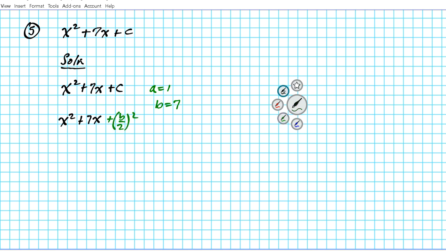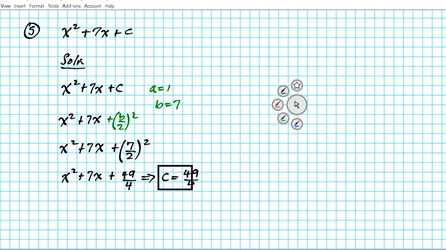All right, so let's do the substitution. We're going to have x squared plus 7x plus b over 2 squared, which is 7 over 2 quantity squared. Let's simplify that. Now, 7 is odd, so 2 doesn't go into it, so we just square that. When you square 7 over 2, you have 49 over 4. So the c value that completes the square and makes this a perfect square trinomial is 49 over 4.